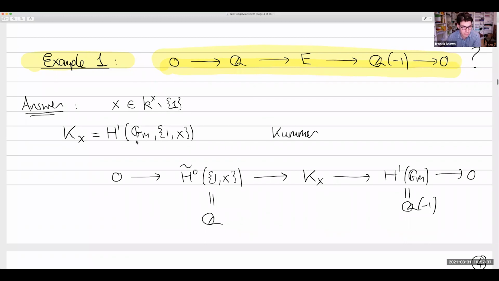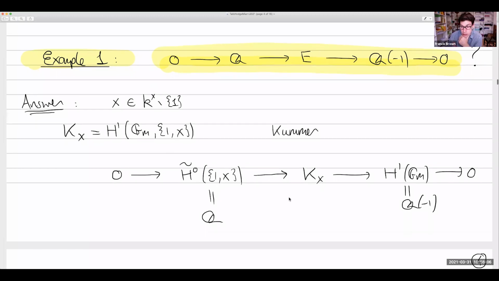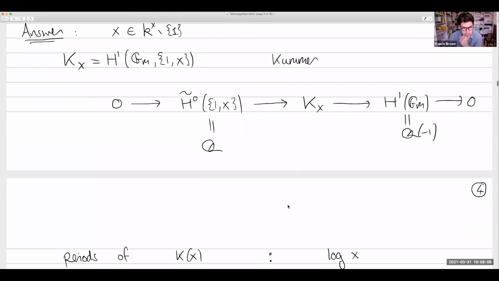a Kummer motive. So here we see relative cohomology appearing for very good reasons. We take the first cohomology group of G_m relative to the 2 points 1 and X. And the long exact sequence for relative cohomology shows that we have K_x is an extension of the H^1 of G_m, which we saw earlier was Q of minus 1, by the reduced cohomology of a pair of points. That's just Q. And so we've constructed a whole bunch of such extensions very easily.